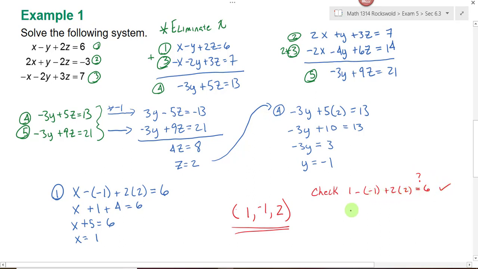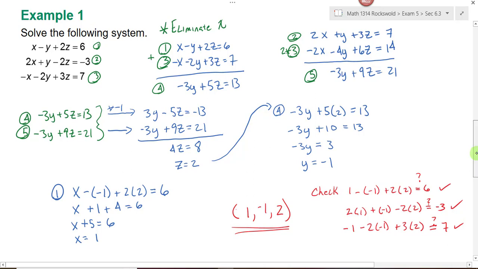Just to make sure it wasn't a fluke, I'll go ahead and check the second equation. That's 2 times 1 plus negative 1 minus 2 times 2, and I want to know, is that equal to negative 3? Well, that's 2 minus 1 is 1, and 1 minus 4 is negative 3. That checks out. And we might as well check the last one while we're here, so that'll be negative 1 minus 2 times negative 1 plus 3 times 2, and we want to know, is that equal to 7? So that gives us negative 1 plus 2 is 1, and 1 plus 6 is 7. That checks out. So we're able to check all three of our answers, and that would be our answer to this system of equations.